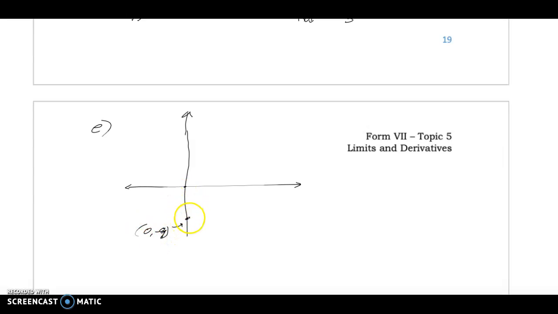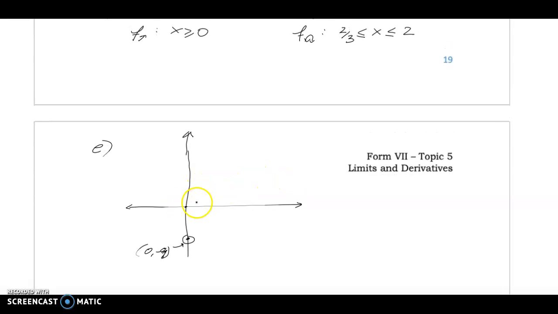Right? That's my (0, -9). Great. We also know that there's another stationary point at (2, 7). So I'm just going to say, who knows here? 1, 2, 3, 4, 5, 6, 7, let's say. Or actually, it's at 2. So this could be, let's say this is 1, 2, and it's up at 7. So this is going to be 1, 2, 3, 4, 5.